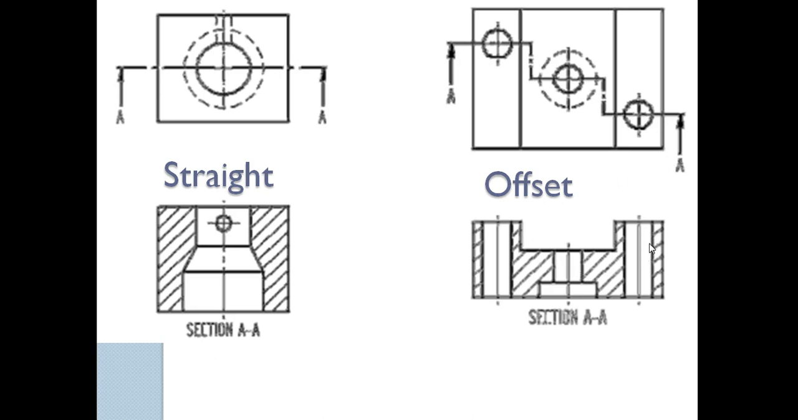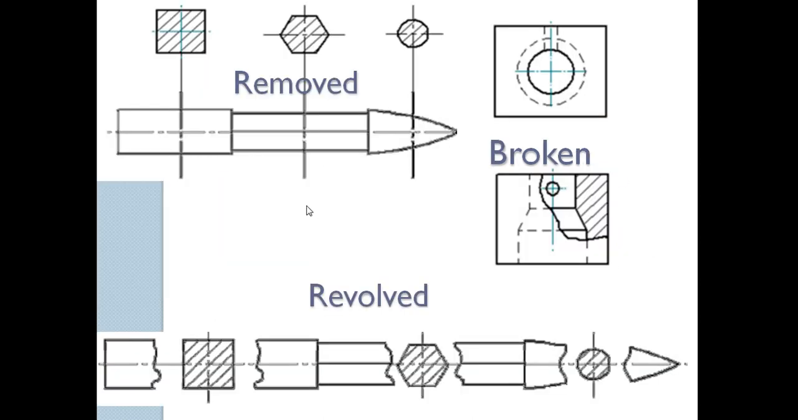So you have types of section. A removed section. This is where you have the section line and then above it you have what the actual section looks like. So this part here is a square section, the next one hexagon, and a circular section on the end.